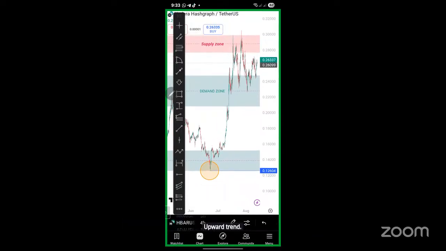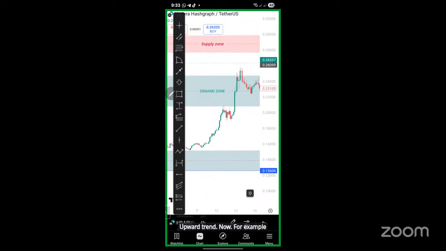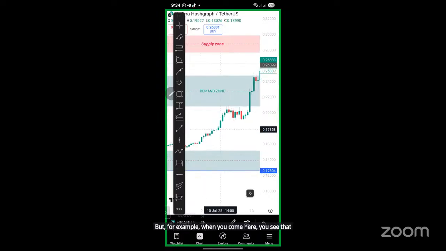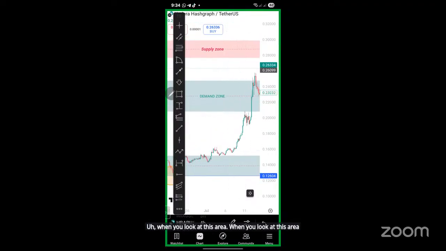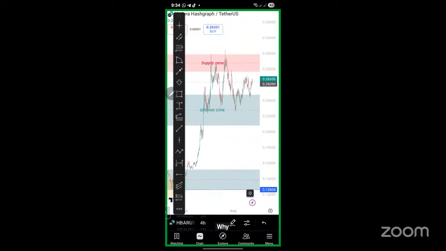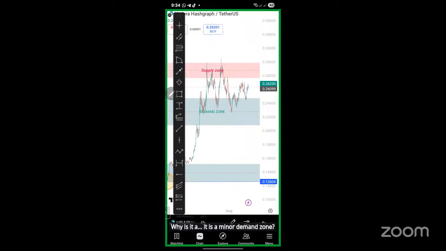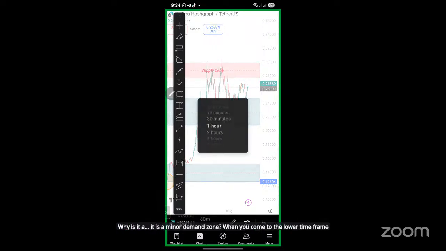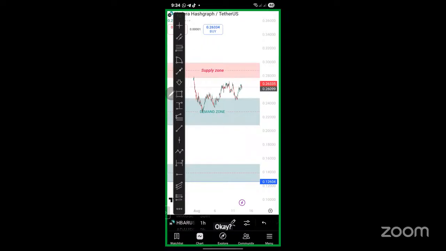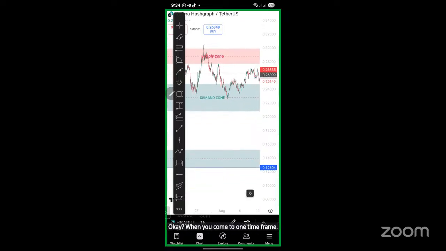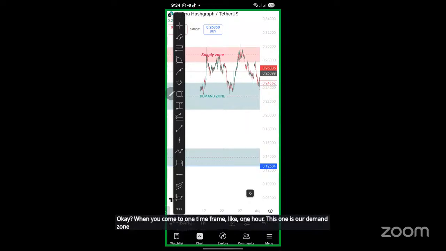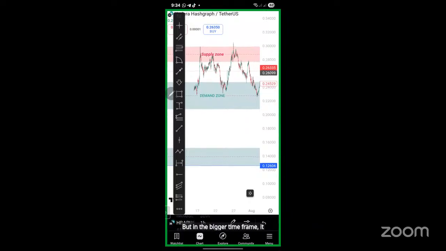Now, for example, when you come here, you see that the market has come and it is near this area. When you look at this area, it is also a demand zone. Why is it a minor demand zone? When you come to the lower time frame, you're at 1 hour, okay? When you come to a time frame like 1 hour, this one is our demand zone in the 1 hour. But in the bigger time frame, it is just a common reaction area.